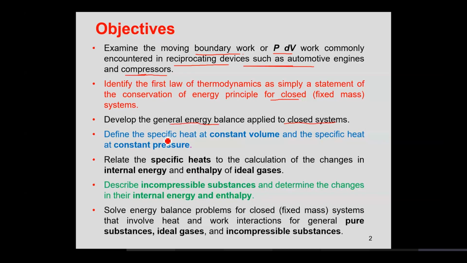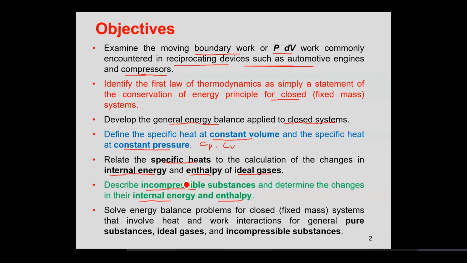We'll also be looking into the specific heats at constant volume and constant pressure. So we'll be looking into Cp and Cv. We'll try to understand what Cp and Cv are, and we'll relate these specific heats to the changes in internal energy and the enthalpy of ideal gases. So we'll be using the Cp and Cv values for internal energy and enthalpy of ideal gases, and then we'll also understand the changes in internal energy and enthalpy of incompressible substances. How do we determine the internal energy and enthalpy of incompressible substances?